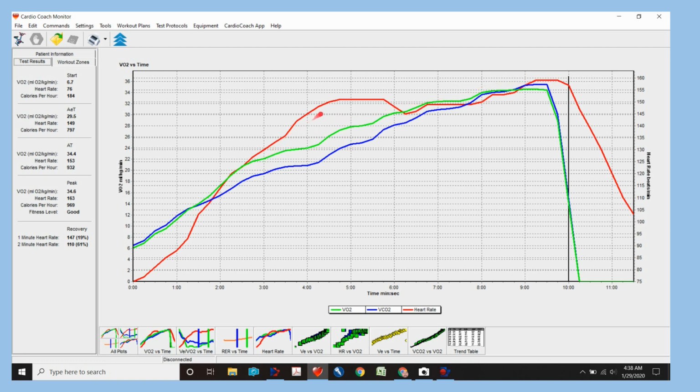if he reaches that very early on, he has to plateau, and that plateau right there in the heart rate will also reflect a plateau in the VO2. Because remember the Fick equation, that VO2 is dependent upon cardiac output. And where there's a limit or a plateau in cardiac output, there usually will be a limit to the VO2.